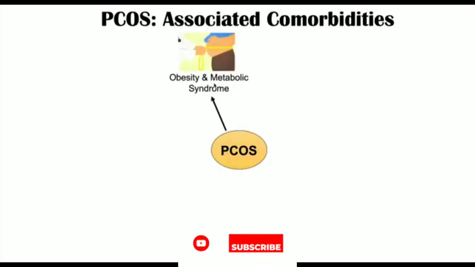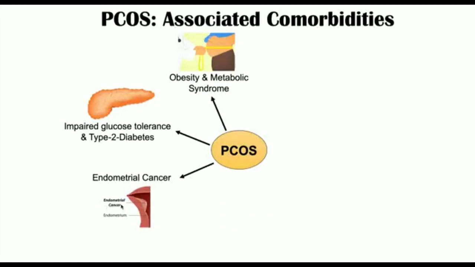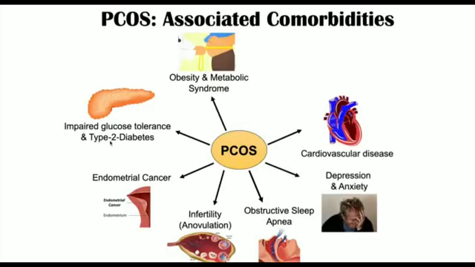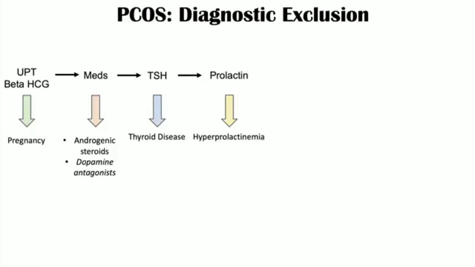Now let's come to the associated comorbidities. First one is obesity and metabolic syndrome, and this involves diabetes type 2, as there is development of insulin resistance in the body that leads to diabetes and increased body weight. And the most common issue that females face is infertility and anovulation that is directly related with irregular periods, multiple cysts in the ovaries.